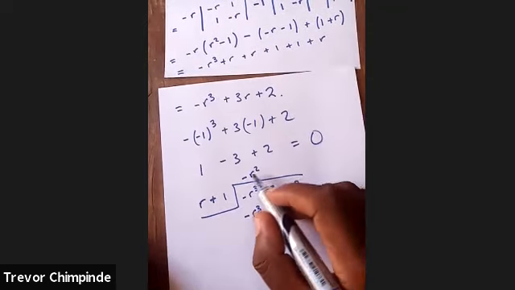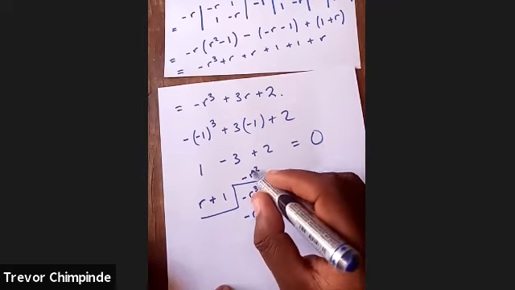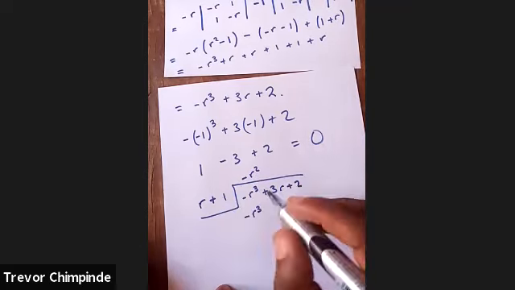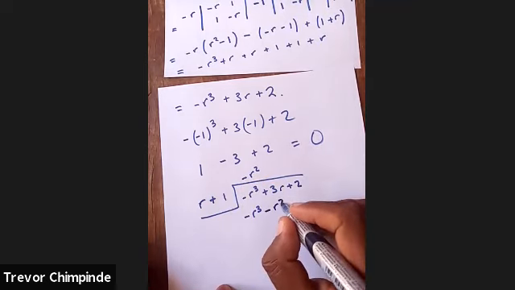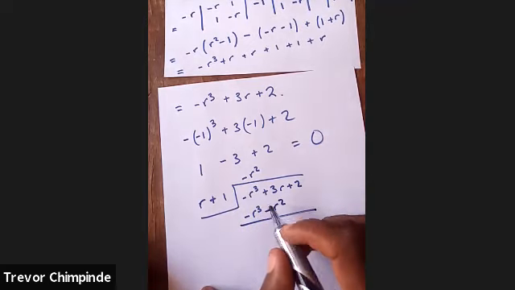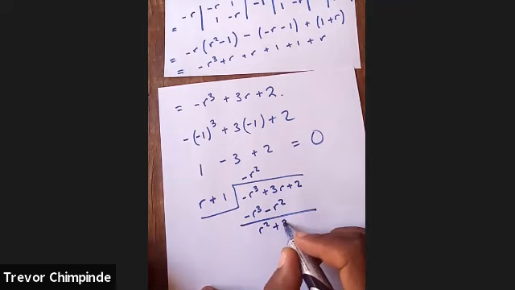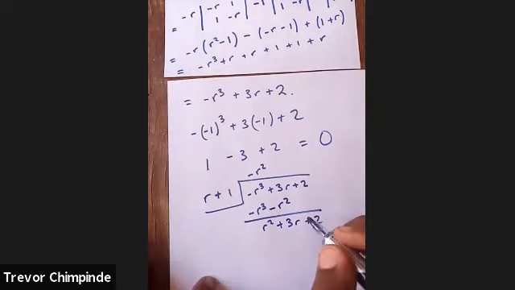Okay, so this is long division. Then minus r squared times 1 is minus r squared. Do the subtraction. This and this gives us 0. This is going to give us r squared plus 3r plus 2.